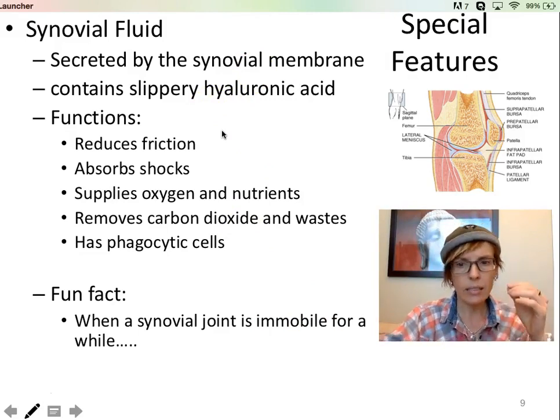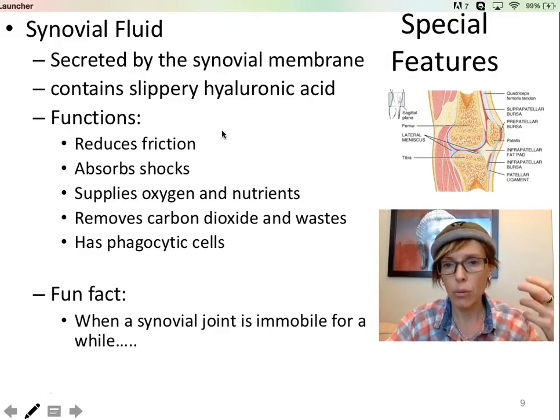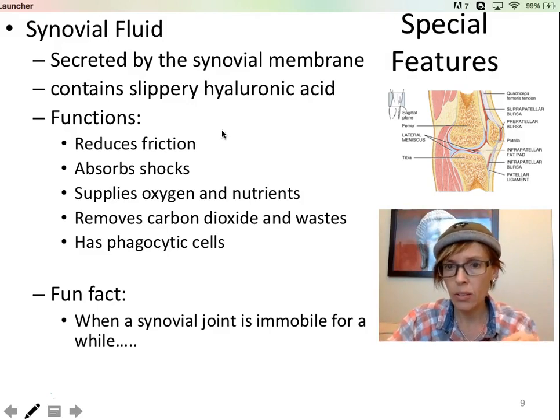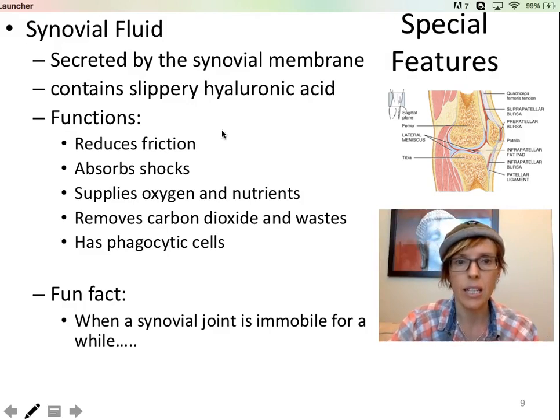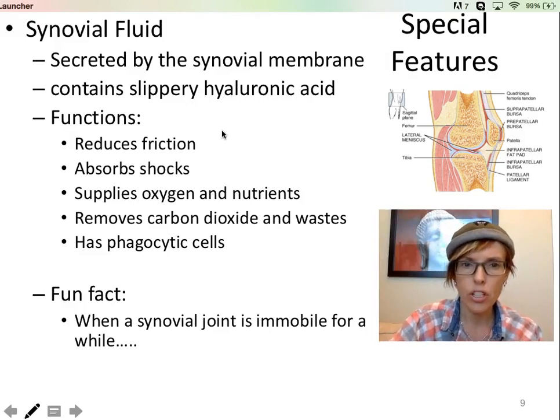If you ever work on a cadaver, or you ever see a surgery, knee surgery, anything like that, and they puncture that synovial cavity, you'll see a fluid come out. It literally looks like egg white, that kind of viscosity. So it's very slippery, reduces friction.